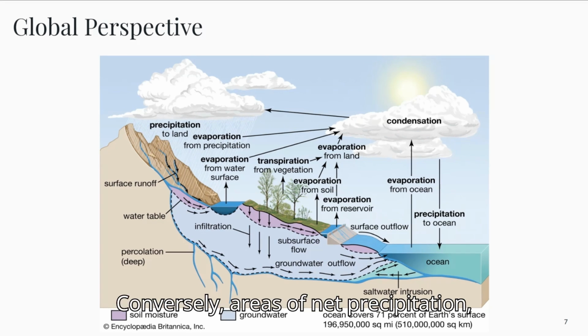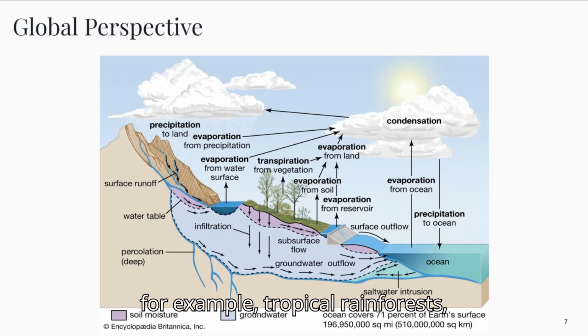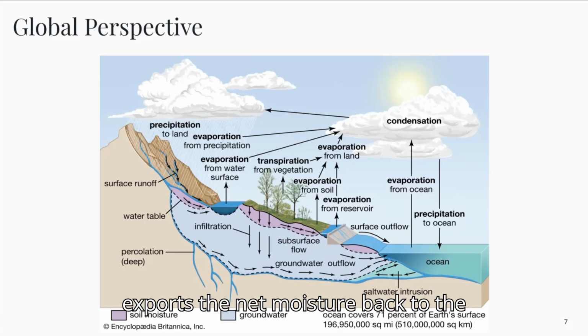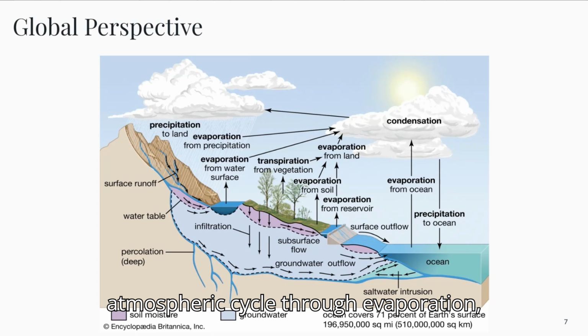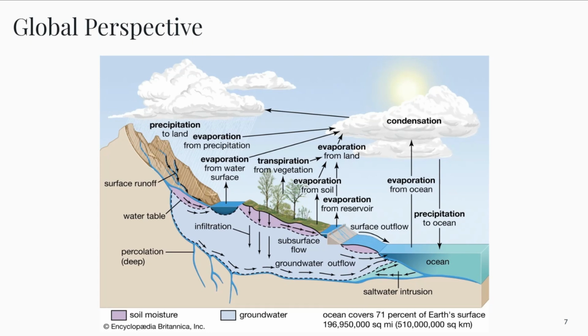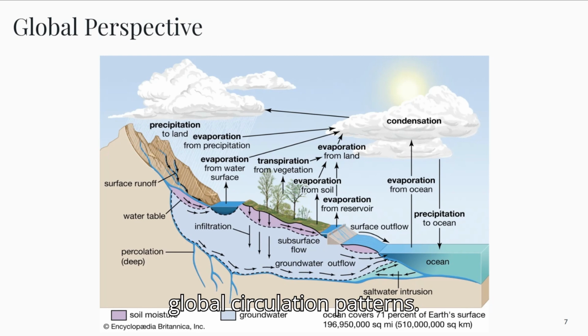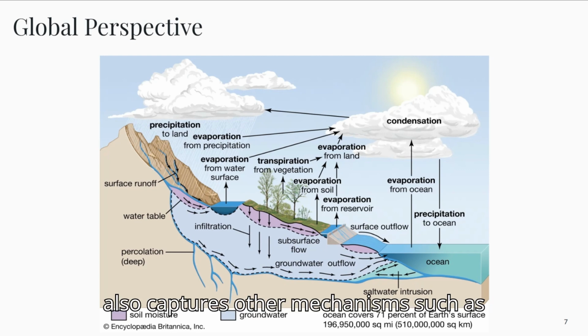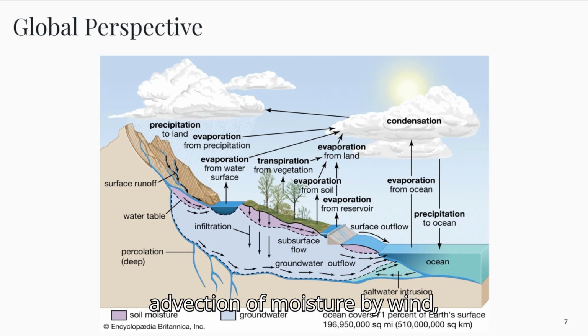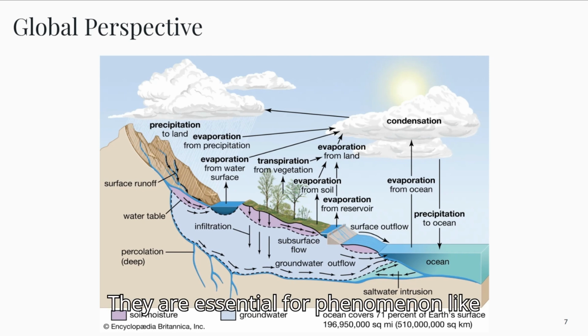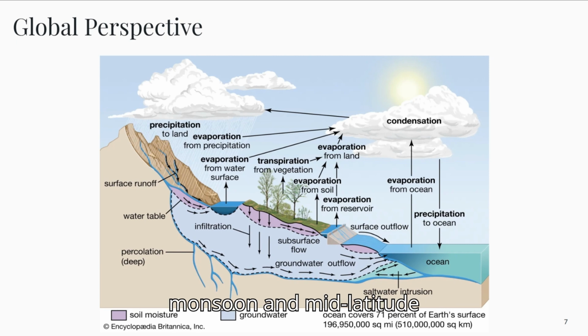Conversely, areas of net precipitation, for example, tropical rainforests, export net moisture back to the atmospheric cycle through evaporation. So this contributes to regional and global circulation patterns. The water runoff term, the delta FA, also captures all the mechanisms such as advection of moisture by wind. They are essential for phenomena like monsoons and mid-latitude storm tracks.